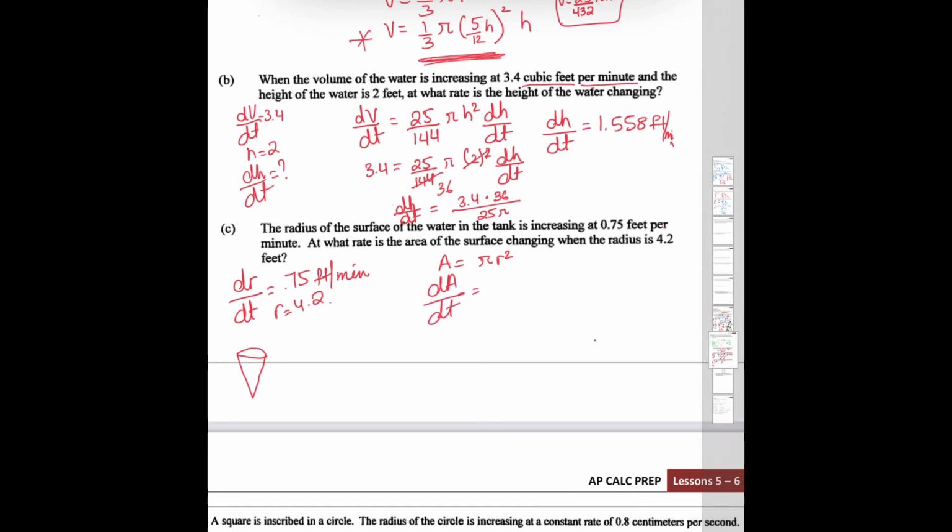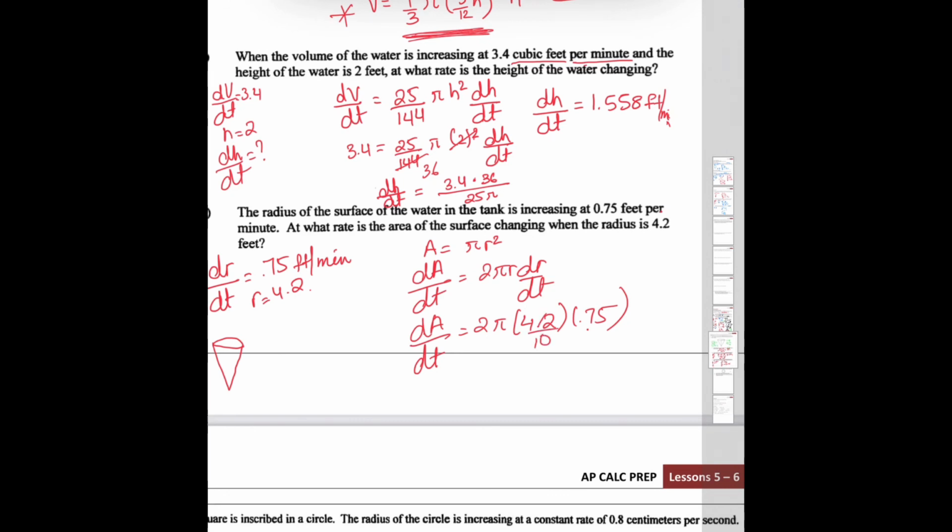So take the derivative, and your differential equation looks like 2 pi R dR/dt. We actually know everything here. This is a straight substitution. 2 pi, radius was 4.2 times 0.75. If you're confused with multiplying these out, I always like to move the decimals, or 0.75 is the same thing as 3/4. This would be 21 fifths, right? And then this also cancels out the 2, so you're left with 21 times 3 is 63. So 63 pi over 10. That's what it is. Feet squared per minute, because this is area and areas are squared, and since it is the rate, it's going to be per minute.